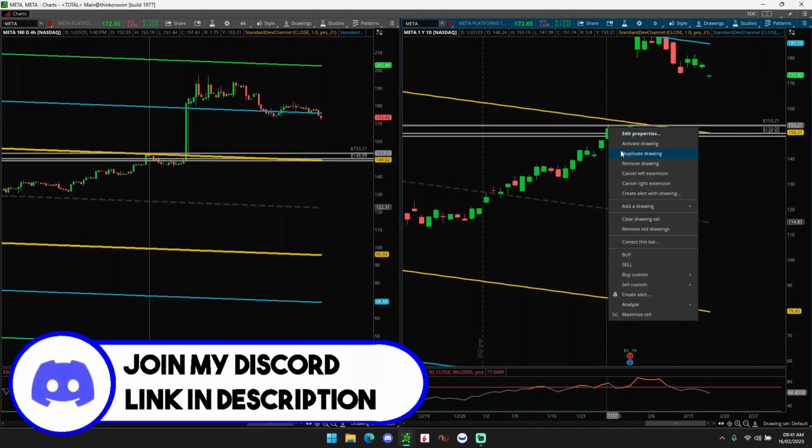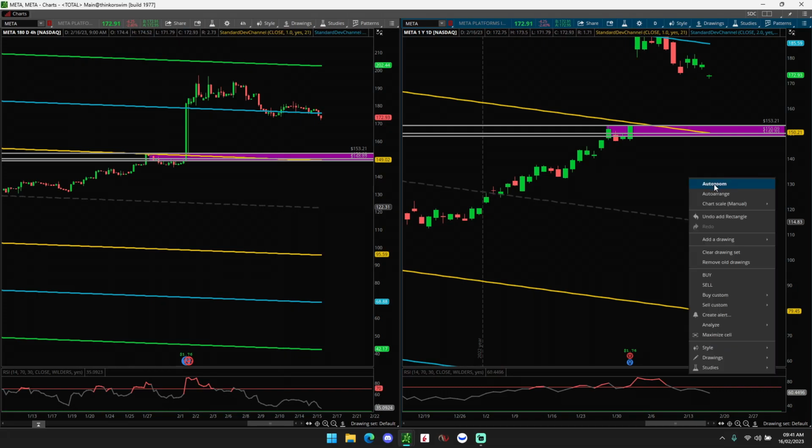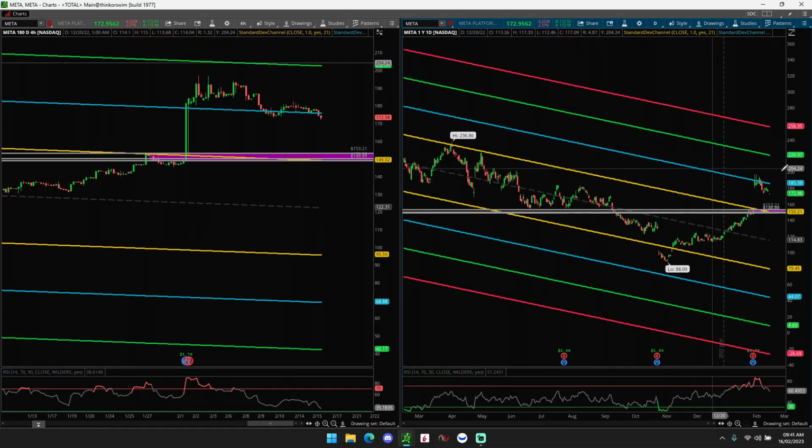So really a kind of a key zone of support, and that's really what I'd be paying attention to as of now. This seems to be the key focus, because again Meta's looking a bit more bearish than it is bullish as of right now.